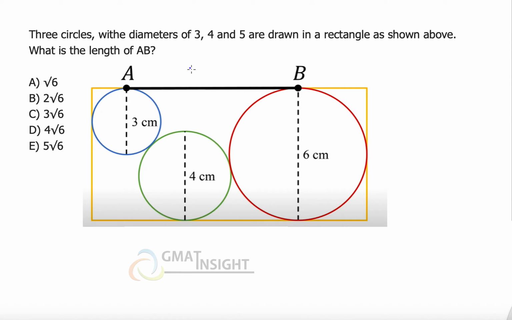We have three circles here. The diameters of these circles are 3, 4, 5 in the rectangle as shown in the figure. What is the length of AB? So let's quickly draw the geometries that can at least relate them.